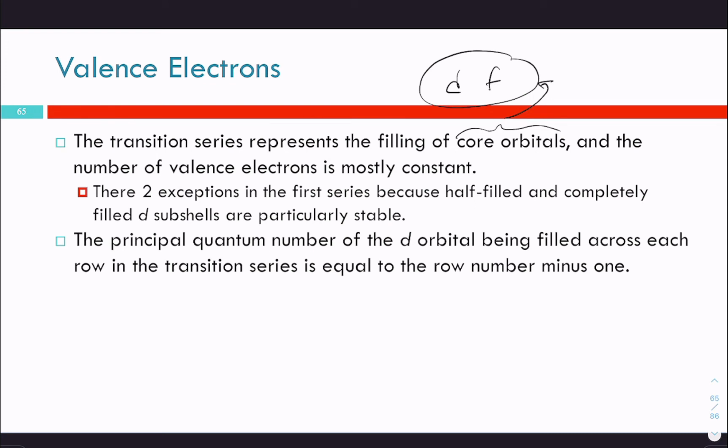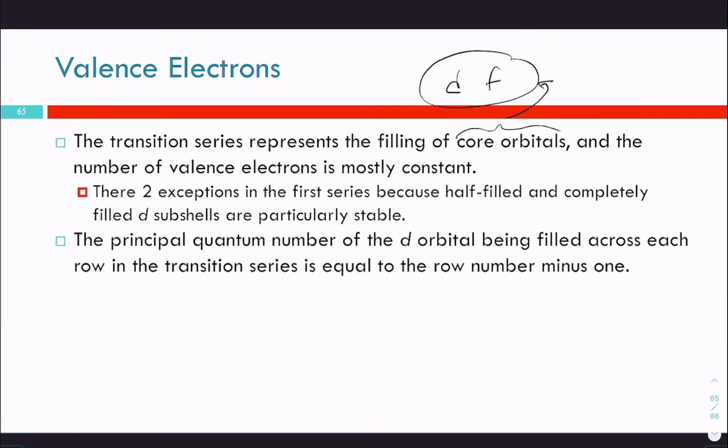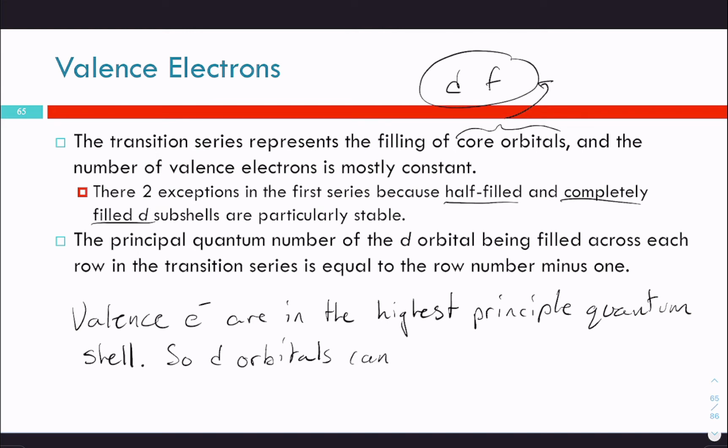And then this is where he asked about copper. I don't remember what the other one was. Chromium. Copper and chromium have the half-filled and completely filled d subshells, which are special cases for d orbitals. So if our valence electrons are in the highest principal quantum shell, d orbitals can never be valence electrons.